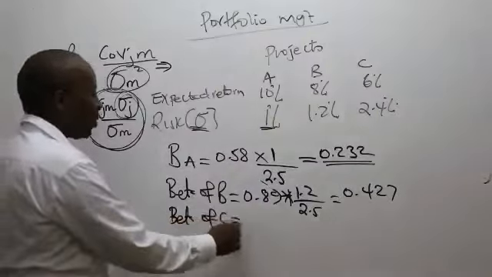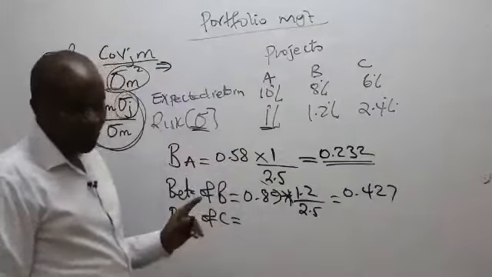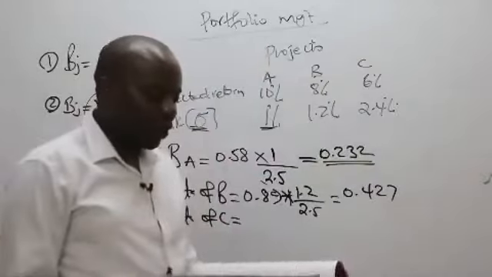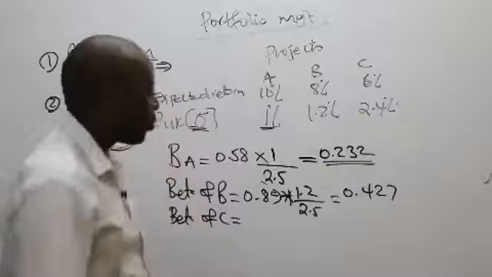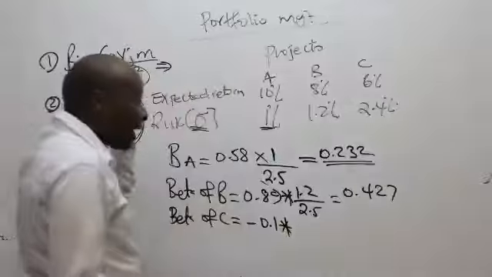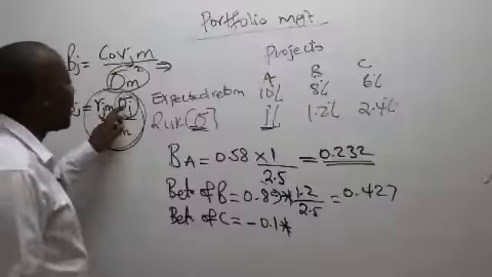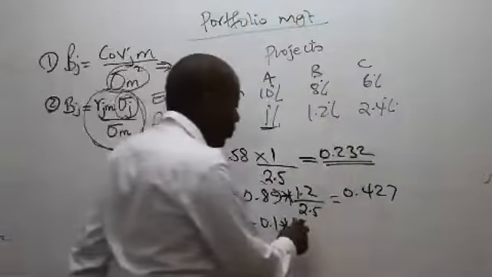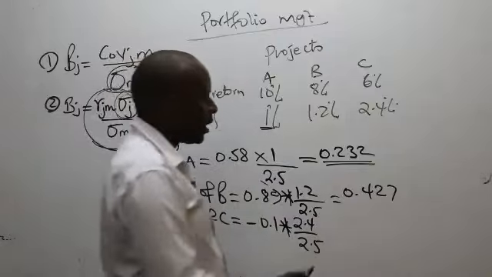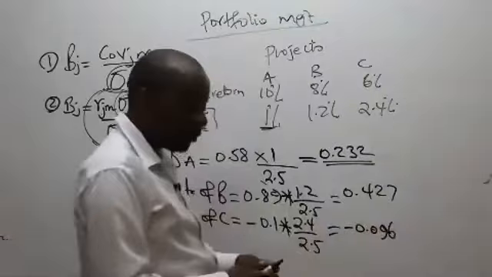Beta of C. So beta of C, what do we have here? Are you able to see the correlation coefficient? Thank you very much. The correlation coefficient of C is a negative 0.1. So once I have these times the standard deviation of C, which is given here as 2.4, divide this by the market standard deviation, which is 2.5, and I'm being given an answer there of negative 0.096.